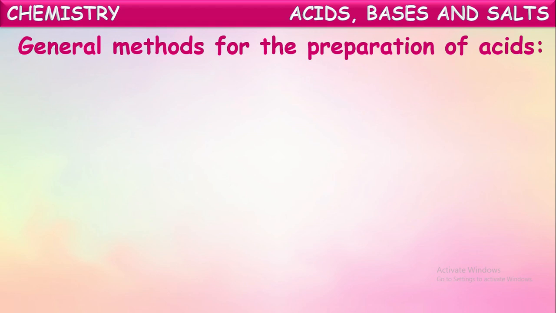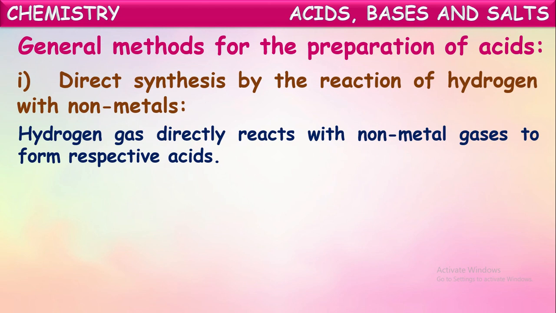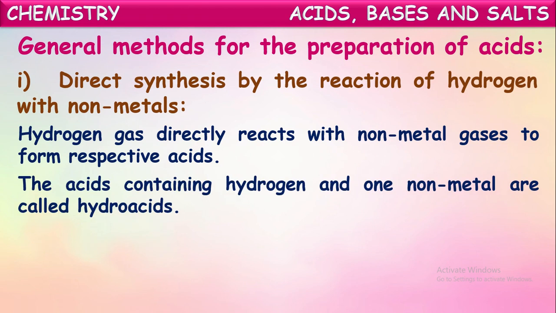First, let us go through the general methods for the preparation of acids. One among them is direct synthesis by the reaction of hydrogen with nonmetals. So when hydrogen reacts with nonmetals, they form acids. When hydrogen gas directly reacts with nonmetal gases, it forms the respective acids. The acids containing hydrogen and one nonmetal are called hydroacids.